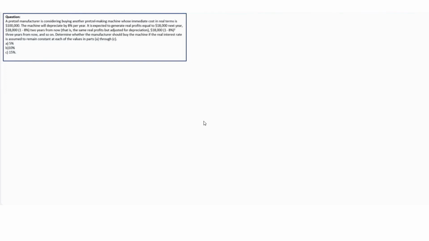We want to look at this question from chapter 16 of the text, where we are looking at this firm which is deciding whether it should buy or not a particular machine. So the decision here is buy or do not buy the machine. That's the decision that this manufacturer has to make.